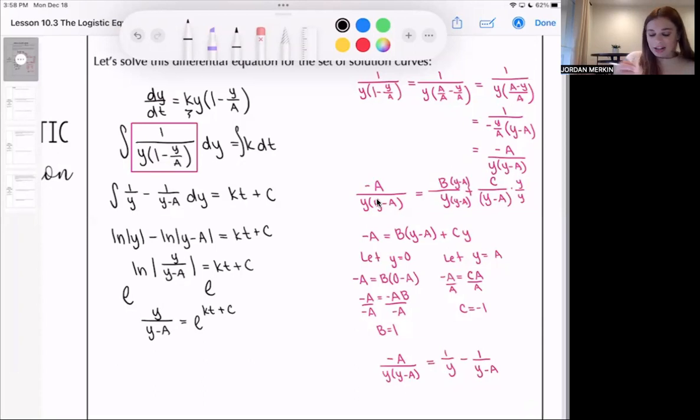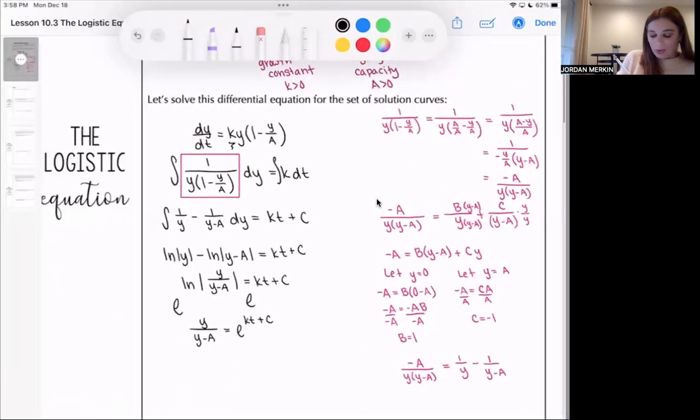You can actually rewrite this as Y over Y minus A equals C sub 1 e to the KT. That's because you could rewrite e to the KT plus C as e to the KT times e to the C, and e to the C is just another constant.